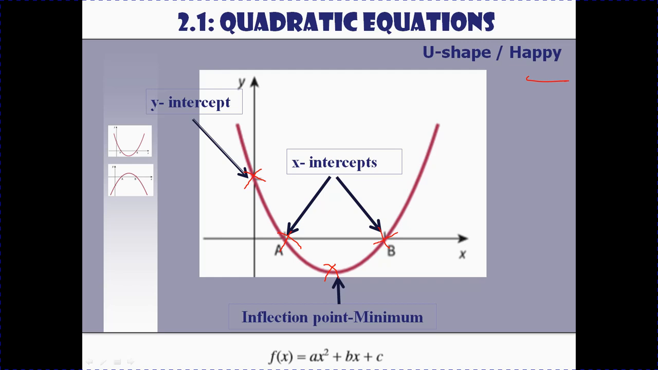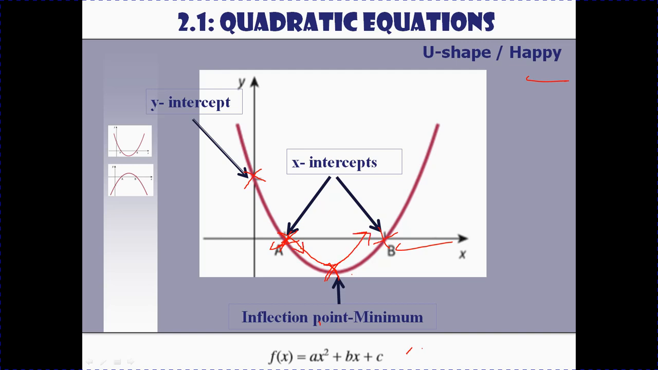And also, this is the x-intercept, but wait a minute. We have here two x-intercepts, not just one, because the curve is crossing the x-axis at 2 points: point A here, and point B. So we have the y-intercept and two x-intercepts. In addition, this point is very important. This is called the inflection point, or in this case, the minimum. It is the point where the function is reversing its behavior.